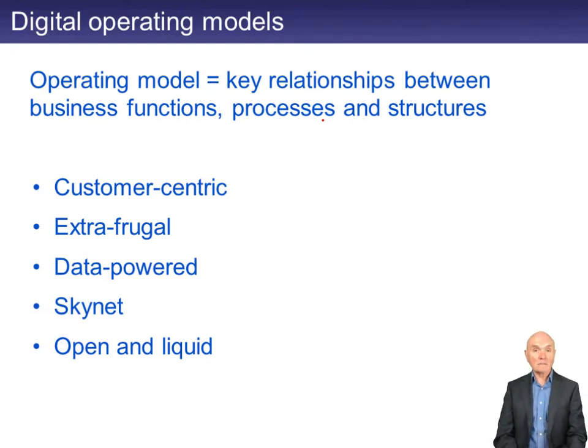It can be like Amazon, where Amazon uses the huge information it has about its consumers to make recommendations for future purchases. It makes it very easy for you to buy. It makes it very easy for you to compare goods and see reviews and so on. These are customer-centric approaches to digital operating models.